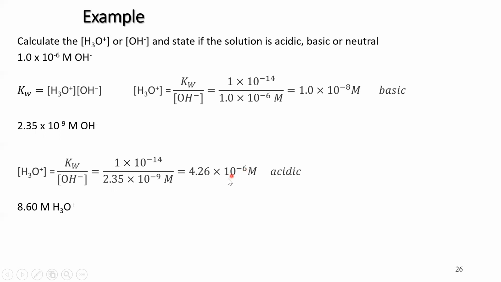Now, the hydronium ion concentration is greater than 1 times 10 to the minus 7. That makes it acidic. Or we could say that the hydronium ion concentration is greater than the hydroxide ion concentration. That makes it acidic. 10 to the minus 6 is bigger than 10 to the minus 9. Does that make sense? You have a lot more zeros in 10 to the minus 9 than you have in 10 to the minus 6.